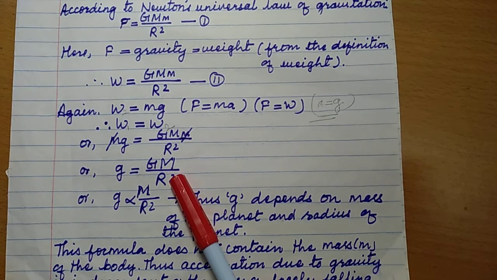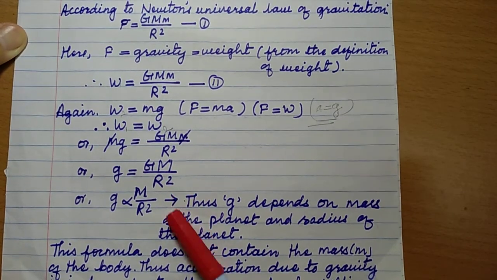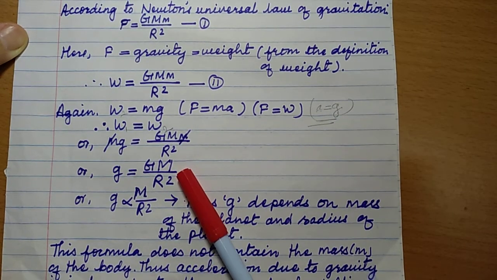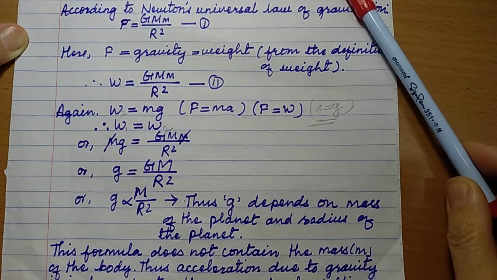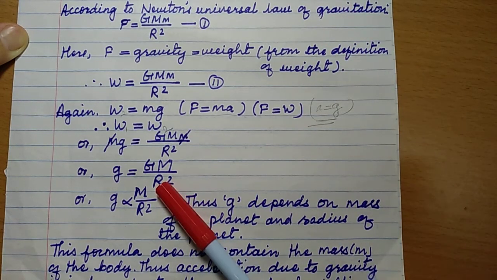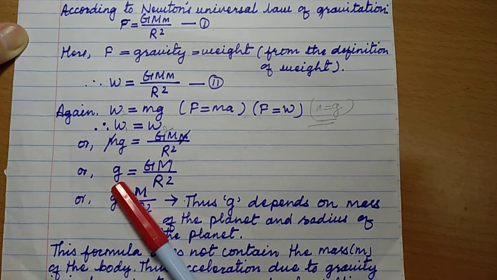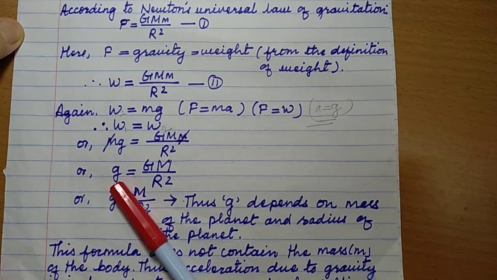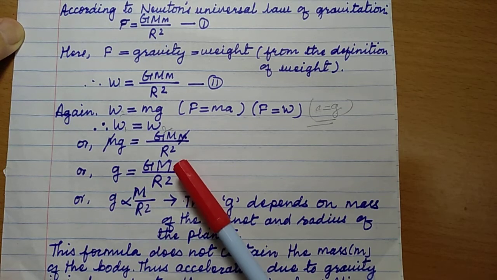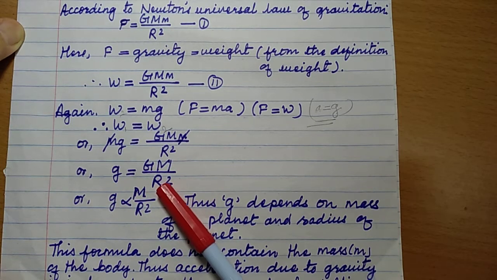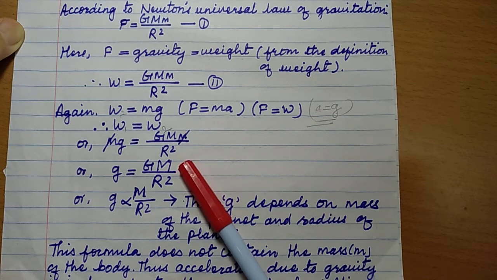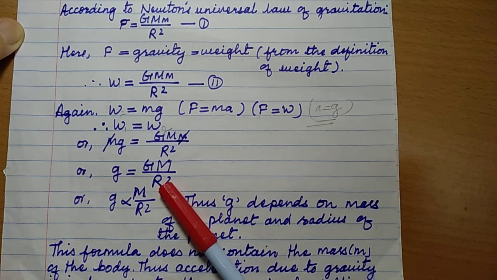Now in this formula, if you look at it carefully, there is only capital M, there is no small m. Capital M means mass of the earth, and capital R is radius of the earth. That means acceleration due to gravity g depends on mass of the earth and radius of the earth, not on mass of the satellite or the planet, or radius of satellite or the planet.